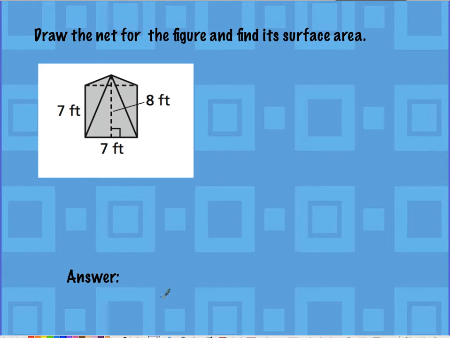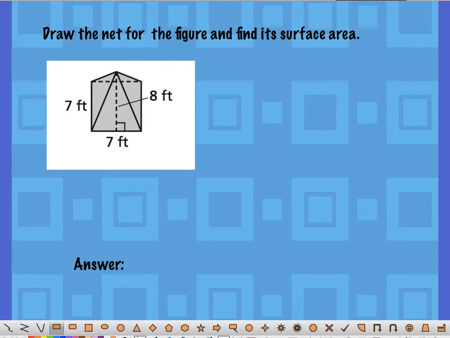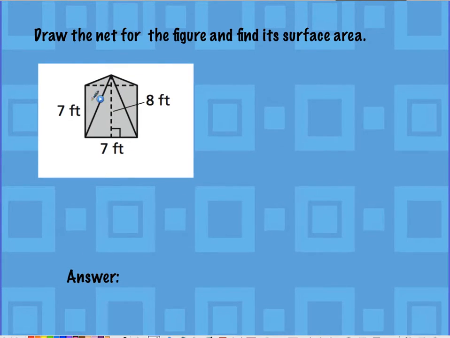All right, again, draw your net. So my bottom, here's my base. My base is 7 by 7. So this is a square pyramid. Here's my base. Notice the line for the 8 is pointing to the dotted line, so we know that that's the height of one of the triangles.